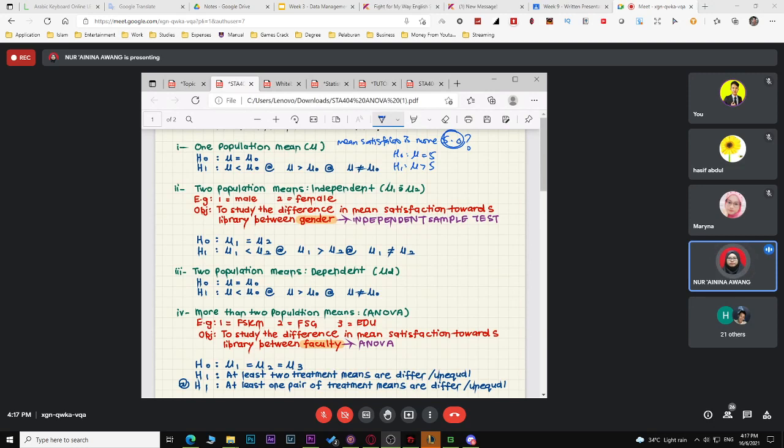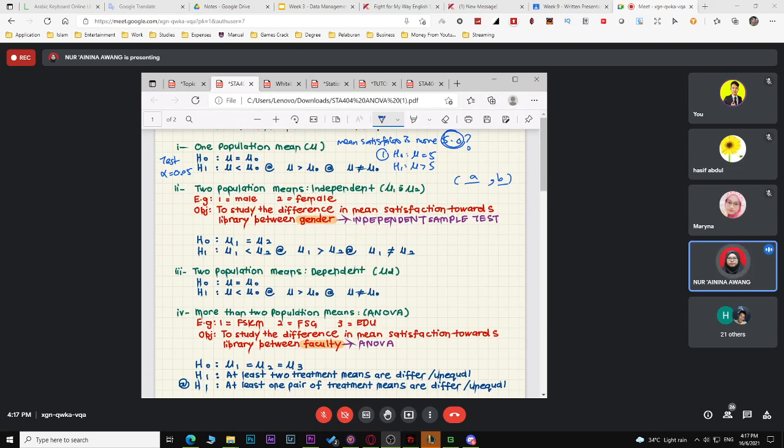Make sure the keyword is that the question will ask you to test at some value of alpha. But if the question asks you to construct a 95% confidence interval, then for that question you only need to find your lower and upper limit. No need to do all the steps from hypothesis until conclusion. So that is the first example, for one population mean.